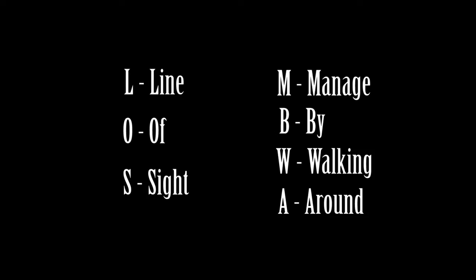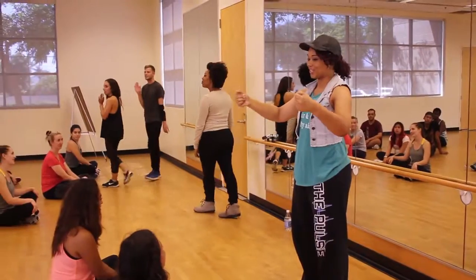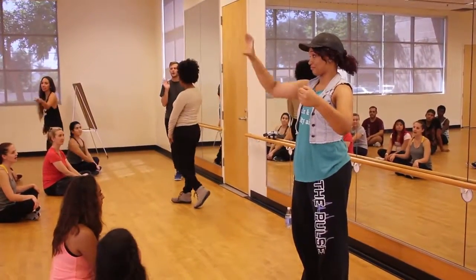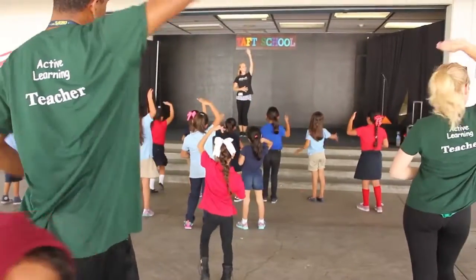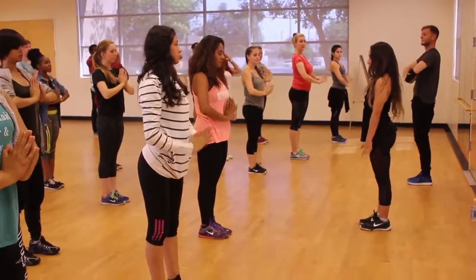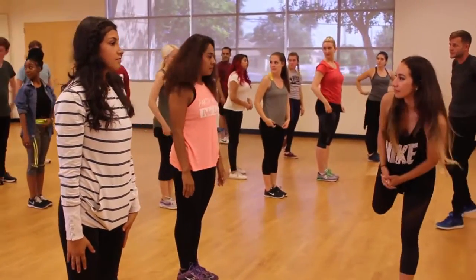MBWA, managing by walking around. If your teammate is doing a lesson, make sure to walk around the classroom to help with classroom management and to ensure that all students are paying attention. Trust me, the kids will pay attention when they see you walking up to them. They always do. These are awesome tools that are expected out of all of us because we have so many kids at any given time.